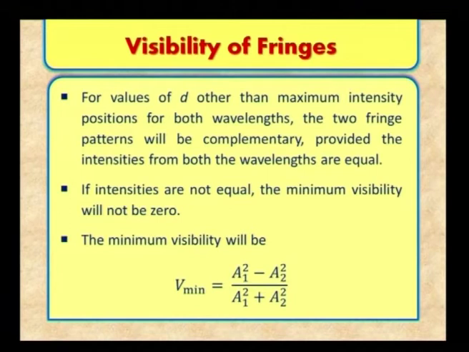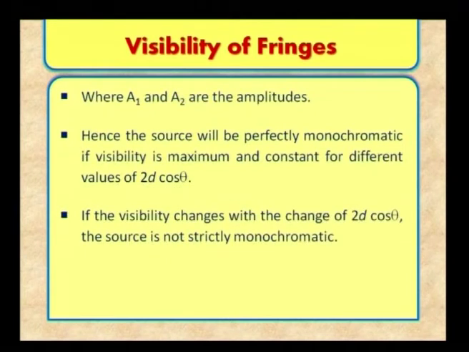For values of d other than the maximum intensity positions for both wavelengths, the two fringe patterns will be complementary, provided the intensities from both the wavelengths are equal. If intensities are not equal, the minimum visibility will not be 0. So, the intensity will be neither maximum nor 0. The minimum visibility will be given by an expression of this kind, (A1 square minus A2 square) by (A1 square plus A2 square), where A1 and A2 are the amplitudes.